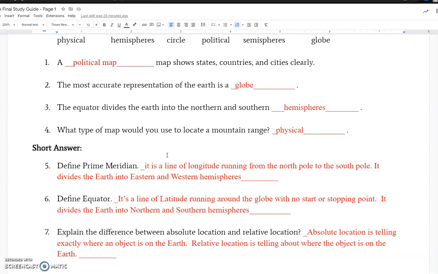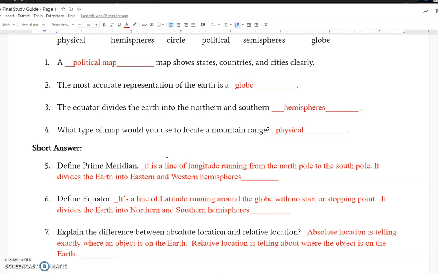Number 5, define a prime meridian. So the prime meridian, that's the main line of longitude that's going to go north and south from the North Pole to the South Pole. And it divides the Earth into two hemispheres, much like the equator does, only in this case, instead of it being north and south, it's east and west.